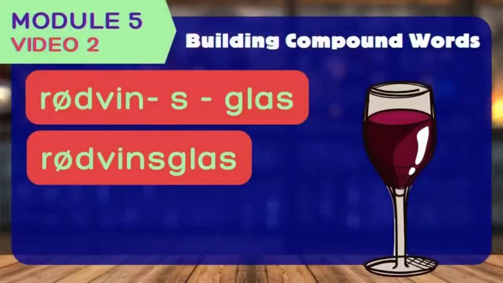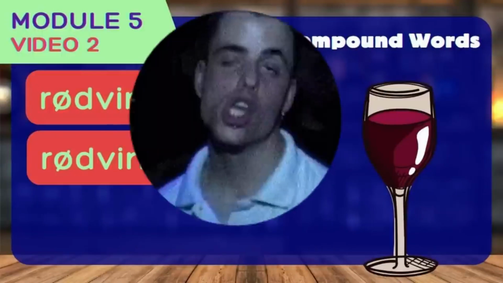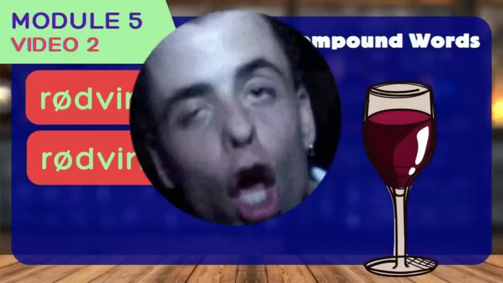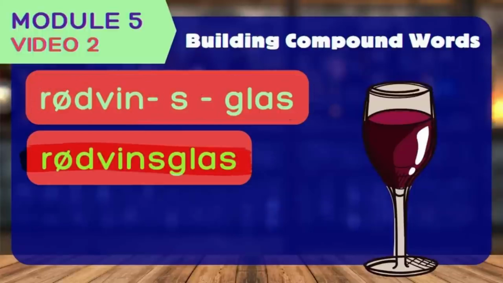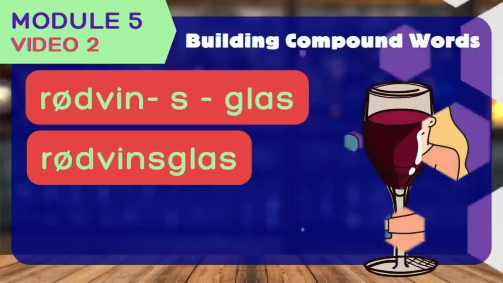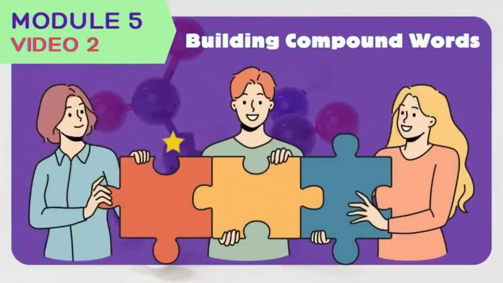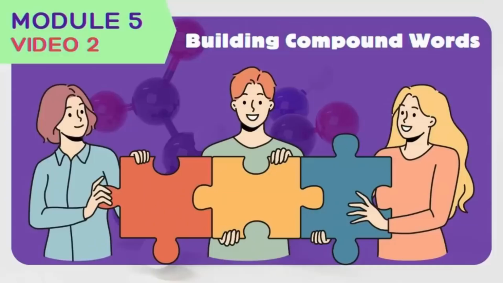Moving on to a slightly easier example. Mellow, chill, a nice glass of red wine. You might need it, and I have heard that being drunk makes you speak better Danish. You heard it here, folks. Rødvin, red wine, and glas is a glass. Use the S and you have rødvinsglas, a red wine glass. So that is the process of connecting compound words. Sometimes you have an E, sometimes you have an S. Sometimes you don't have anything, you just have two words put together. It's trial and error. Take note of what you find and let me know what compound words you already know.